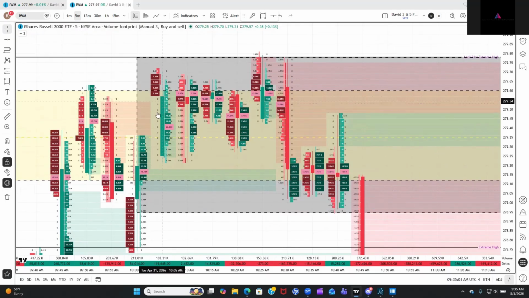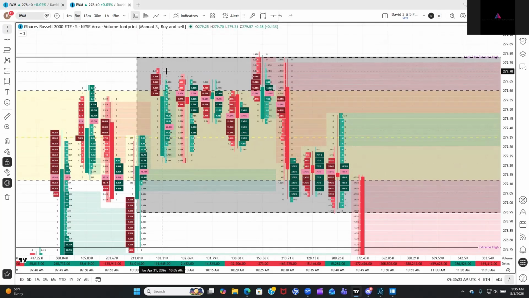There's nobody there. This whole line here from 279.55 down to 279.23, there is nobody willing to sell to these buyers. Eventually, if there are no sellers willing to sell to these buyers, the market is going to drop till they find people who are willing to sell to them.